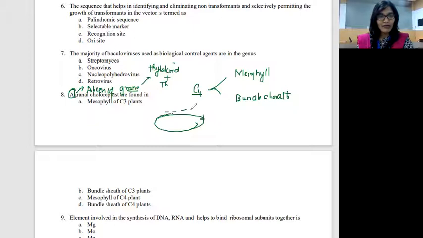So this is the outer membrane, and this is going to be the inner membrane. And this is going to be the thylakoid. Only one means thylakoid. If many thylakoids are present, we call it grana. And there's a stroma lamellae, which connects, right?